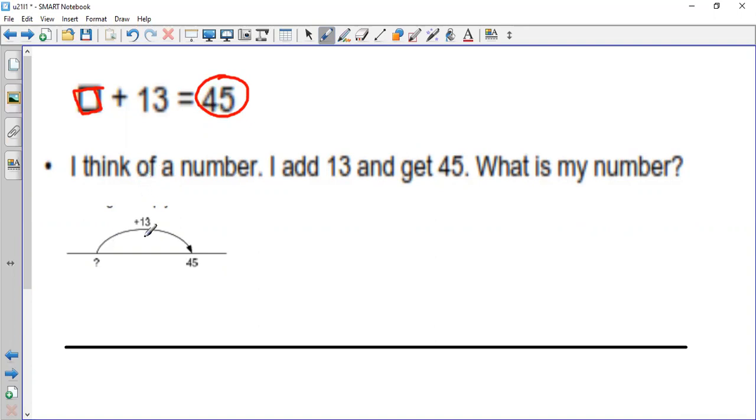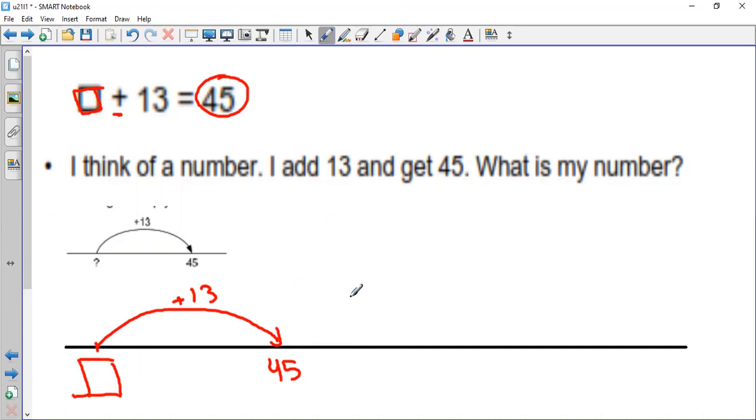If I represent this equality using the number line, I will start somewhere that I don't know. I will go forward because I add. So I will go forward 13 steps and I will land on 45. To solve this equality, I want to find the missing number here.